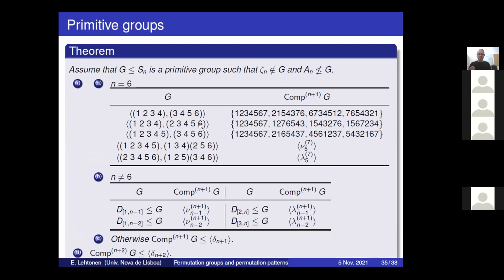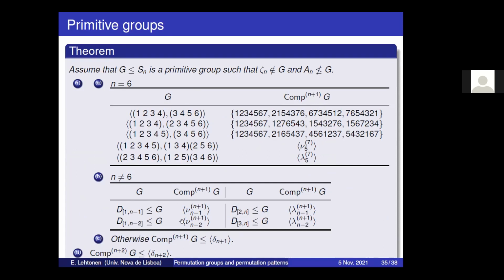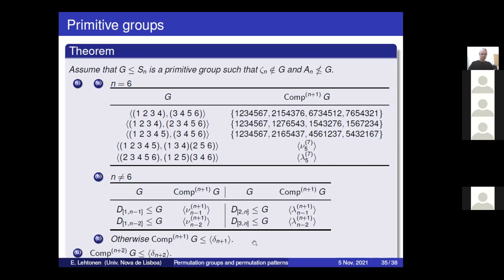And finally, the primitive permutation groups. This is something completely different. We have to explicitly describe the cases for n equal to 6. On the next level, we have, or these are the primitive permutation groups of rank 6, and their compatible n+1 permutations are these. For n different from 6, on the next level, we have this here. But then when we go from any of these groups 2 levels up, then we have the descending permutation generated group.